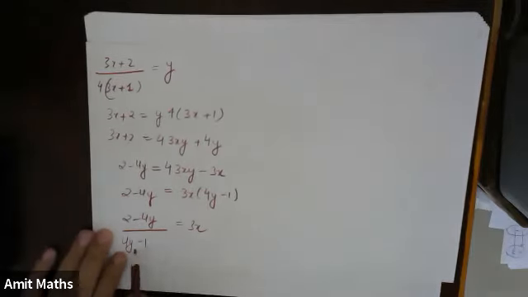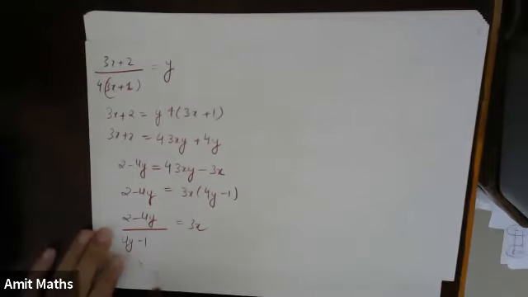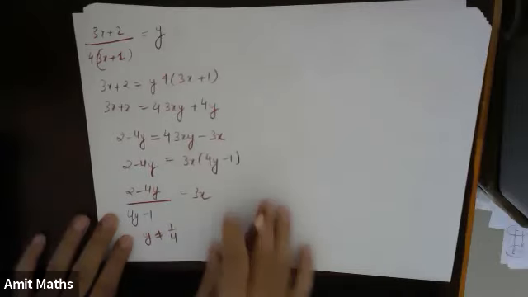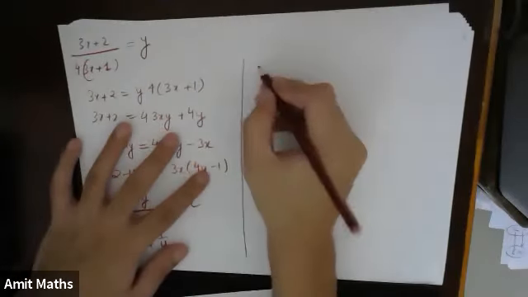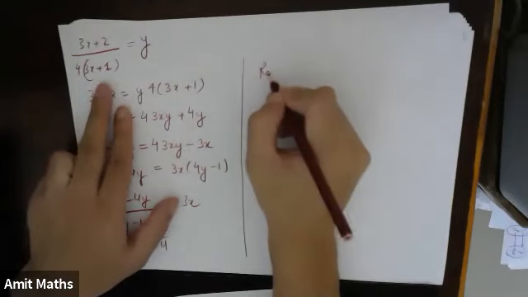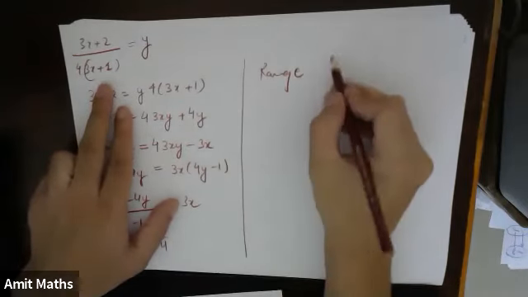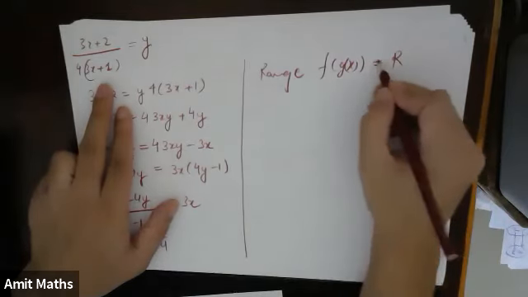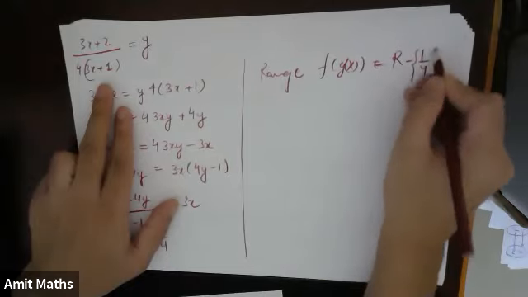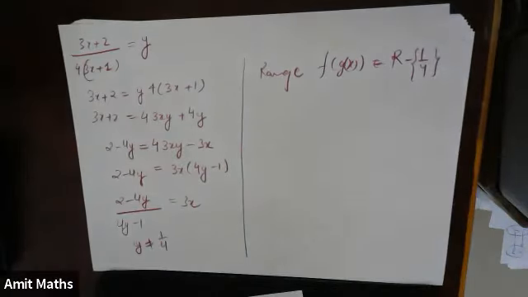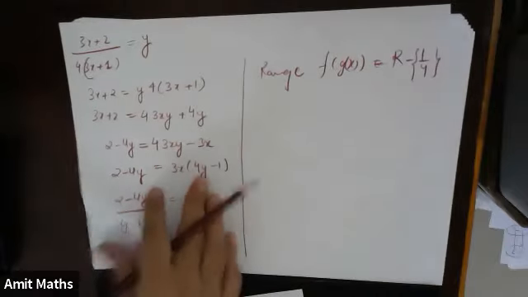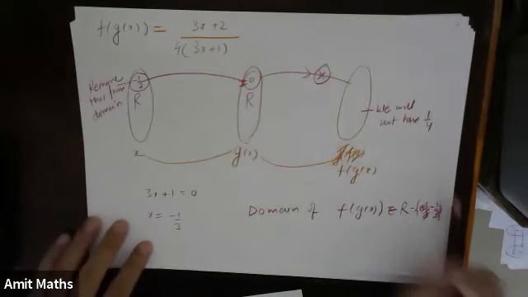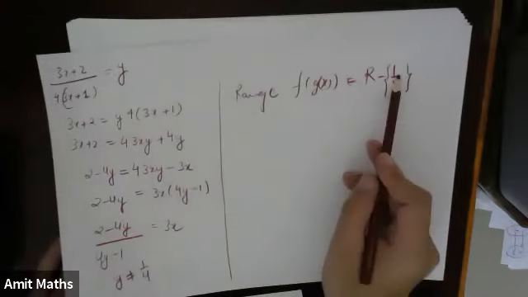Also from here, the domain of this part will be y should not be equal to 1 by 4. So that means from here also we are getting the range of f of g of x is R minus 1 by 4. So this becomes the range. So what is the range and the domain of f of g of x? The range is R minus 1 by 4.